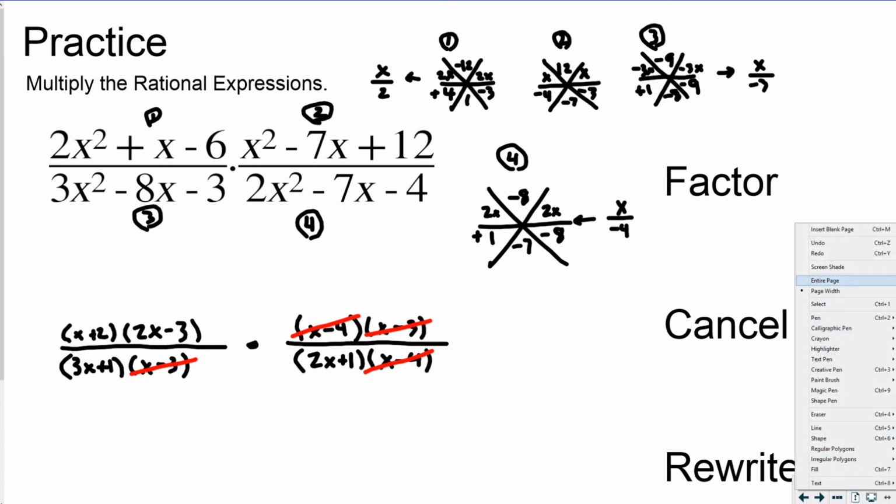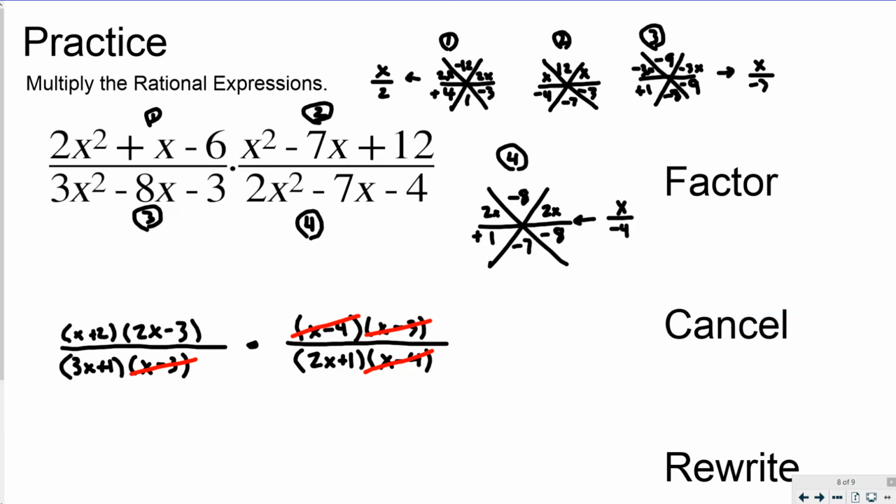And now that I have done all of my canceling, I don't need to rewrite anything or remultiply anything. I'm going to have x plus 2 in a parentheses, times 2x minus 3. And then on the bottom of my fraction, I'm going to have 3x plus 1 times 2x plus 1. And that's it. That's rewritten, multiplied, rewritten after combining everything. So I have factor, cancel, and rewrite.